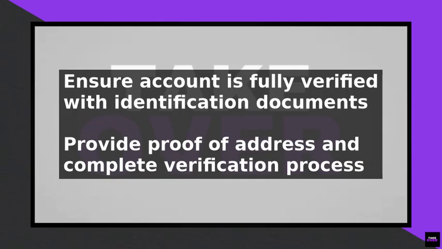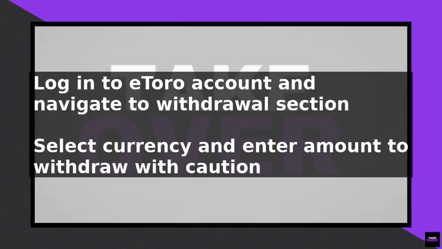Once your account is verified, log into your Etoro account and navigate to the withdrawal section. This is typically found in the menu or settings area of the platform. Click on the Withdraw Funds option and select the currency you wish to withdraw. You will then be asked to enter the amount you wish to withdraw.